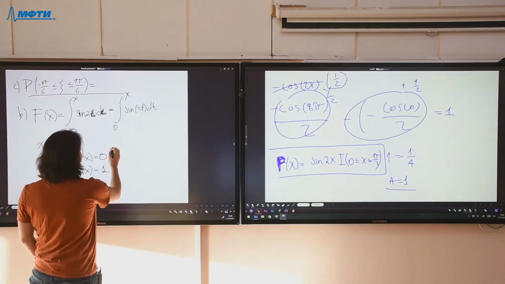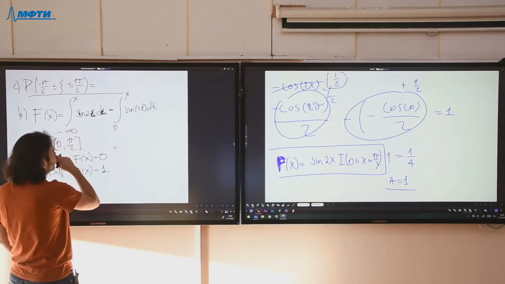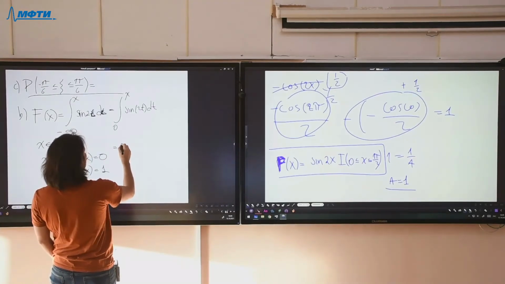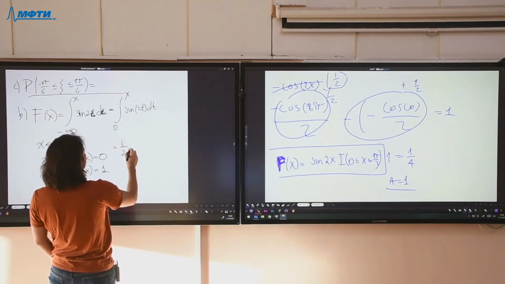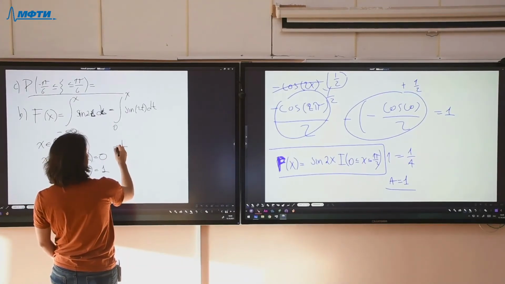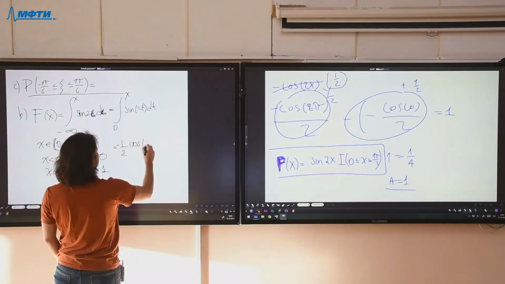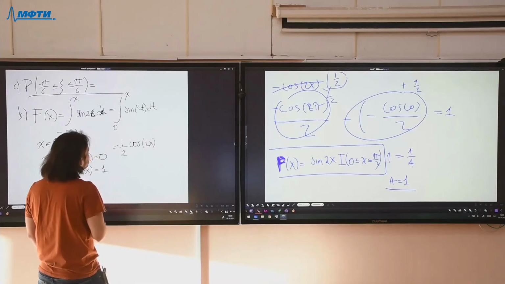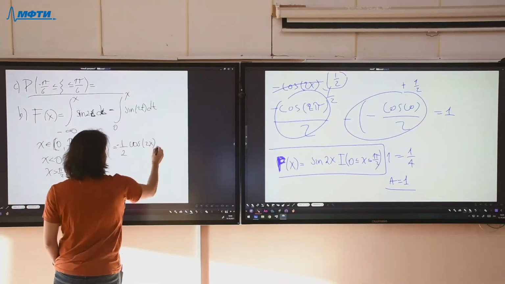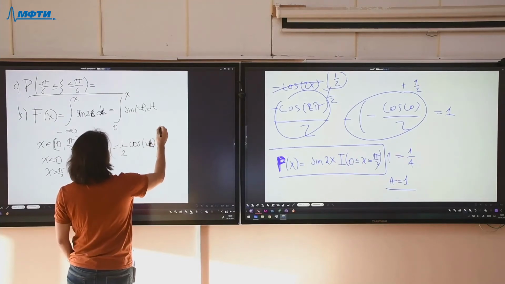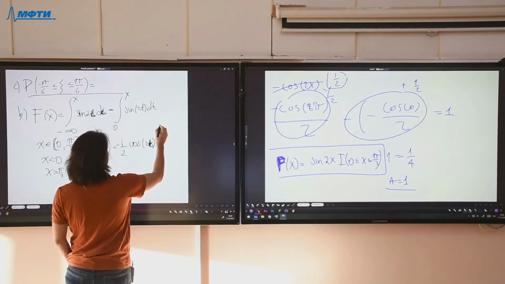Yeah, what is this? So this is the minus 1 over 2, right? Minus the cosine of 2t, from 0 to x over 2.